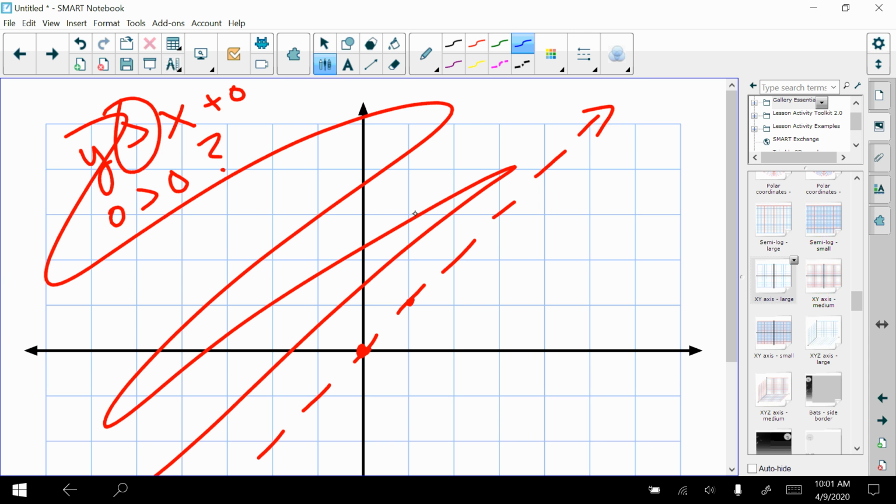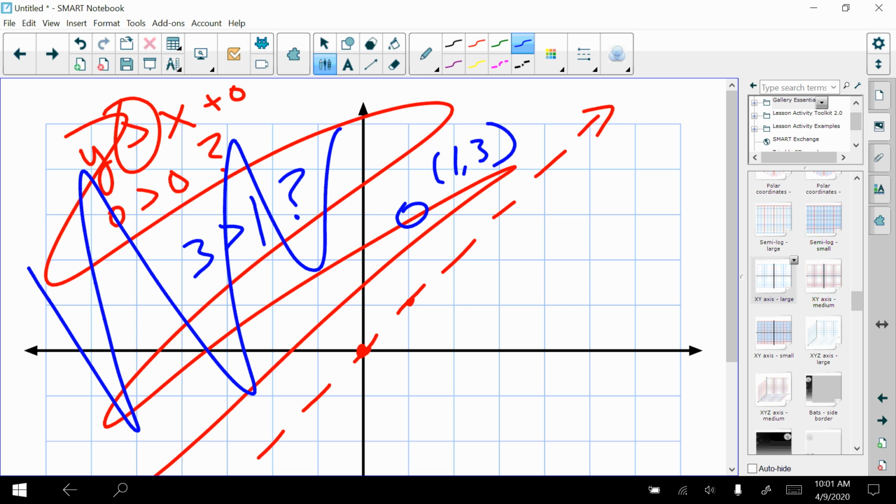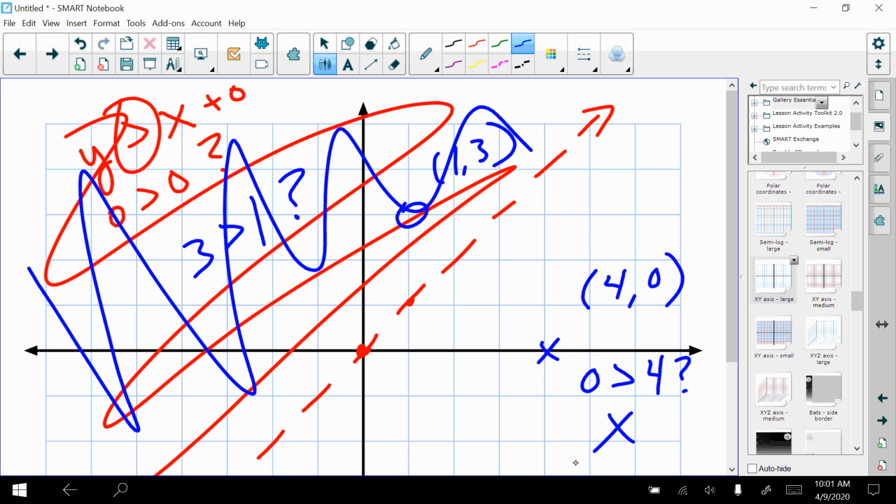Now, for sake of argument, let's just use that as my test point. That's the ordered pair 1, 3. So is 3 greater than 1? Absolutely. That means I shade in that direction. If you use this test point, and you can pick any point you want, it does not matter. 1, 2, 3, 4. That's the ordered pair 4, 0. Is 0 greater than 4? Absolutely not. So that means that you are not allowed to shade on that side. You have to go the other direction.